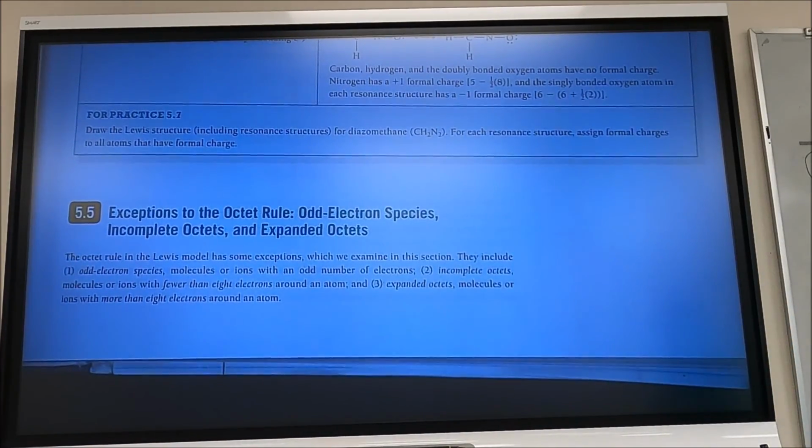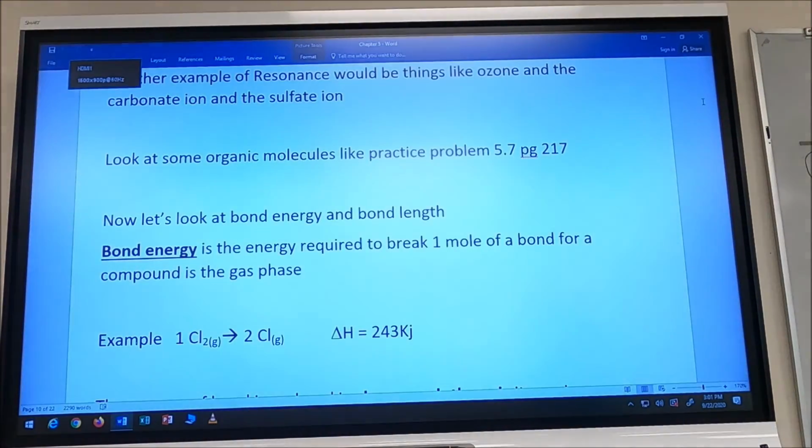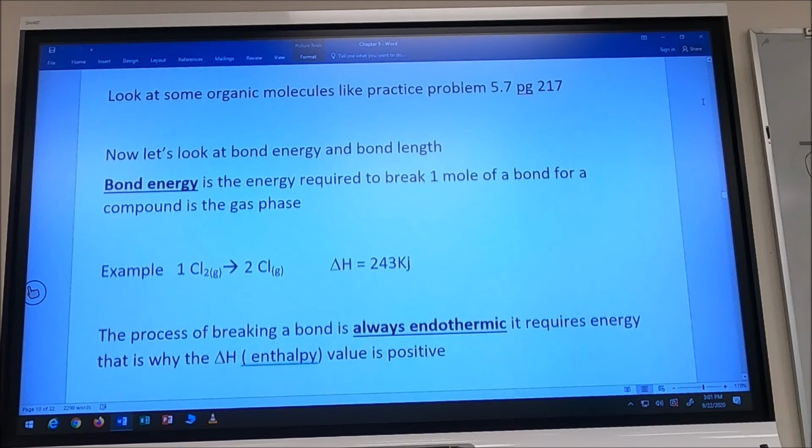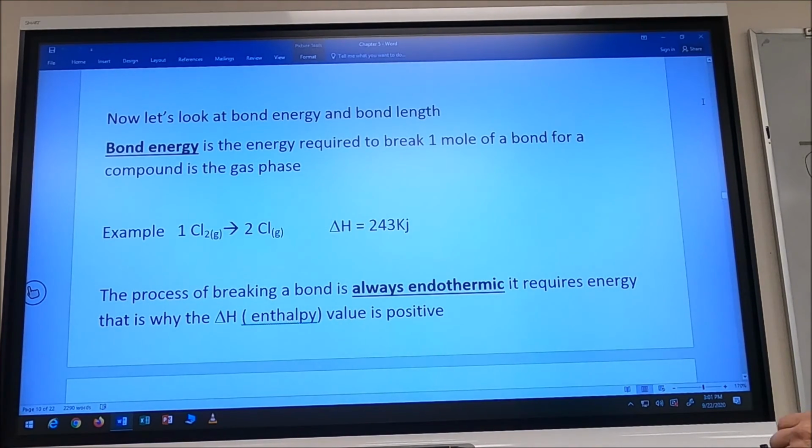All right. Let's move on to our next topic. Now, we're going to talk about bond energies and bond length. Bond energy is the energy required to break 1 mole of a bond for a compound in the gas phase. Bond energies are always going to be positive values because the process of breaking a bond is always endothermic. Okay? When you make bonds, making bonds is exothermic, releases energy, but breaking bonds is endothermic.